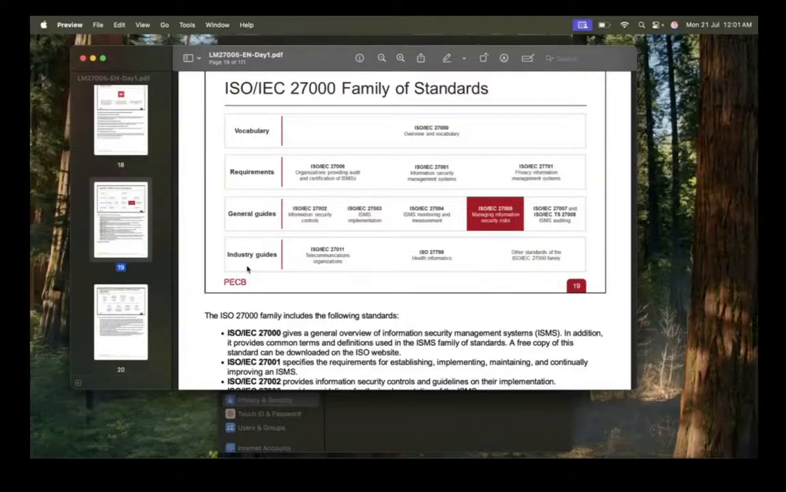And then there are some industry-based standards, like industry guides. For example, 27011 focuses on telecommunication organizations; it has standards related to that specific industry. Similarly, ISO 27799 focuses on health informatics. So you can just keep a brief note about this.